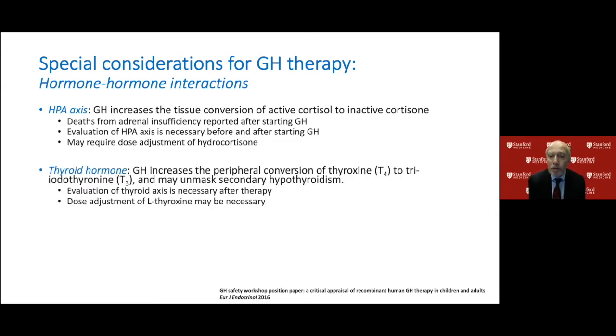Similarly, growth hormone increases the peripheral conversion of thyroxine to triiodothyronine, T4 to T3, and it may unmask secondary hypothyroidism. So it is important to evaluate the thyroid axis after therapy. And since, of course, we can't use the TSH level in patients with pituitary disease, it's important to keep the free T4 level in the mid to high normal range. Patients who are already on thyroid hormone prior to growth hormone therapy may require a dose adjustment in LT4 replacement.